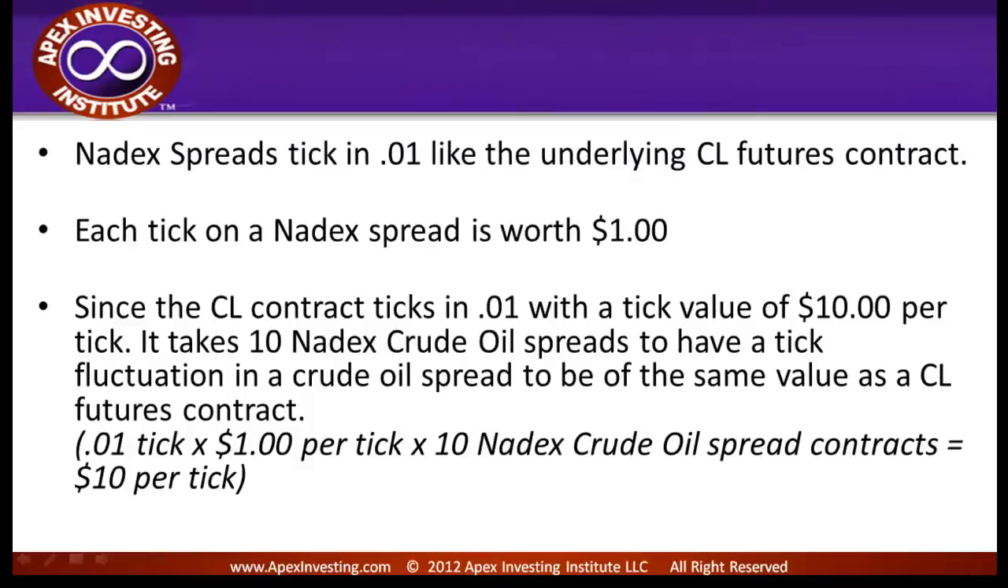Nadex oil spreads tick in 0.01, just like the underlying CL futures contract, except every tick on a Nadex spread is worth $1. Well, as you recall, the CL contract ticks in 0.01, but every tick is worth $10, because remember, it's 1,000 barrels of oil. So it takes 10 Nadex crude oil spreads to have the same tick value fluctuating in the crude oil spread to be the same as a CL futures contract tick fluctuation. And you can get that by simply 0.01 times $1 per tick times 10 Nadex oil spreads equals $10 a tick, just like on an oil contract.